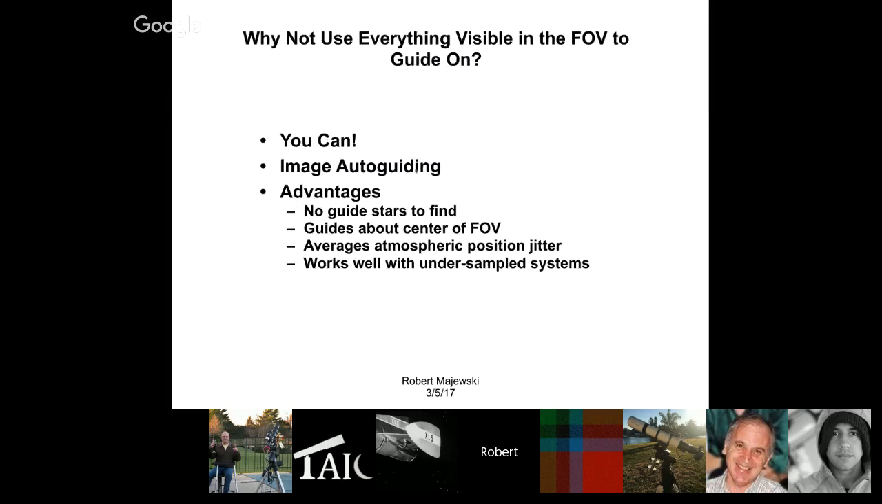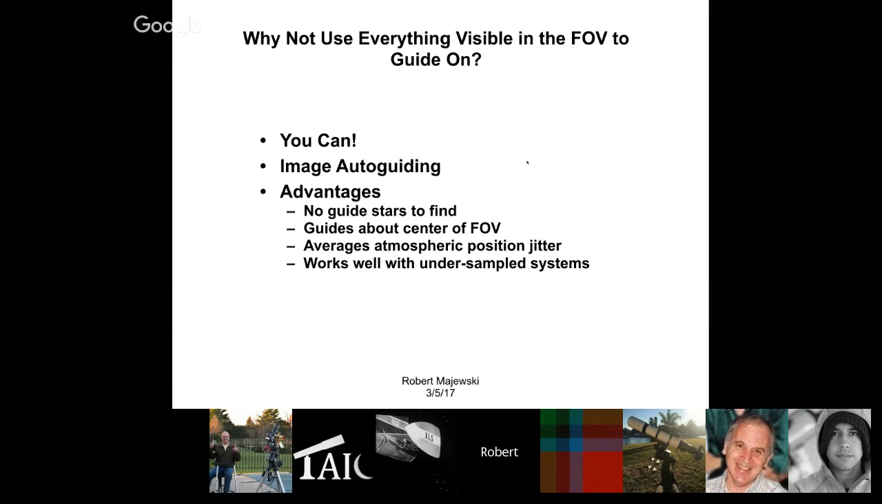All right, so I asked myself the question, why are you just using this one star? You might have a camera that has a fairly wide field of view, and there's a lot of stuff in there, a lot of stars, maybe nebula, stuff like that, and you're only using this one star. Why not guide on everything? That was the question I asked, and the answer now is you can. Or maybe I can. I guess that's the point here.